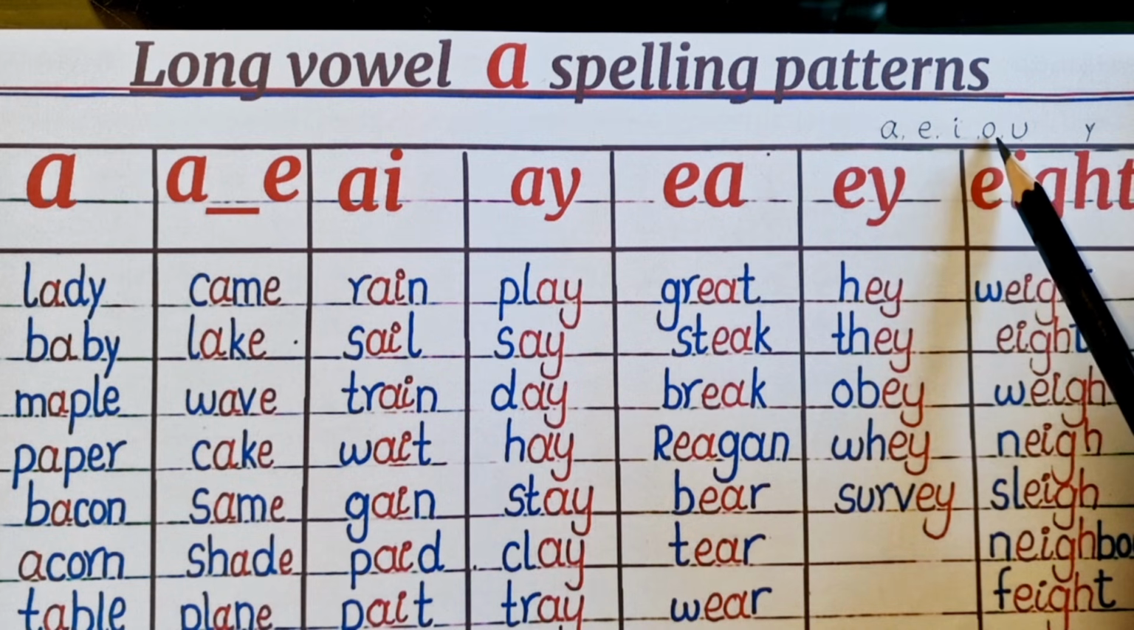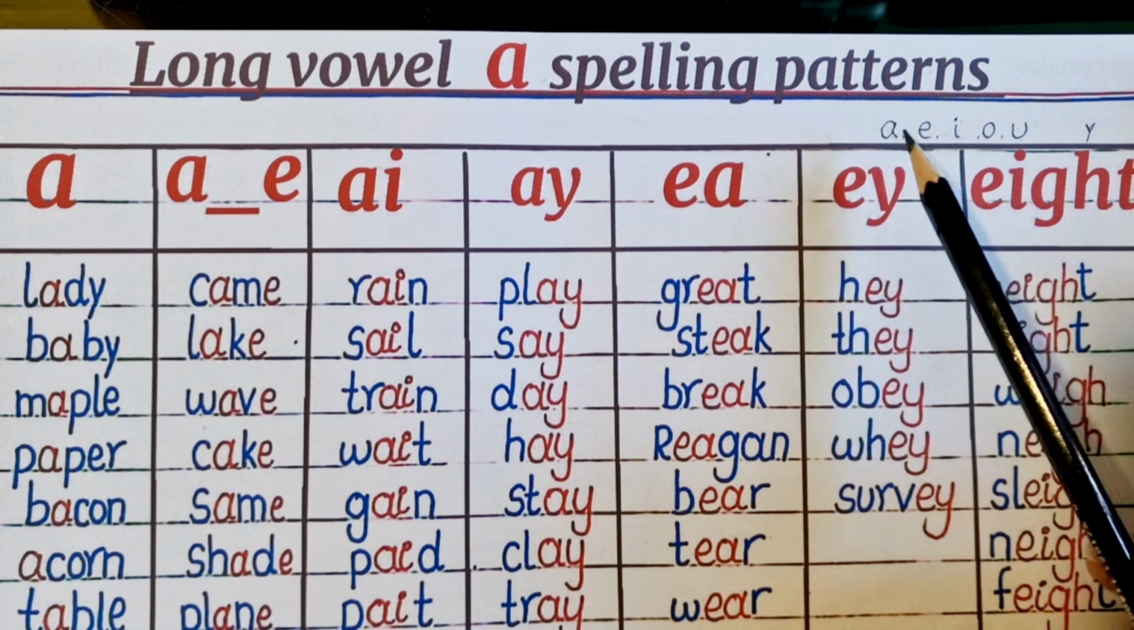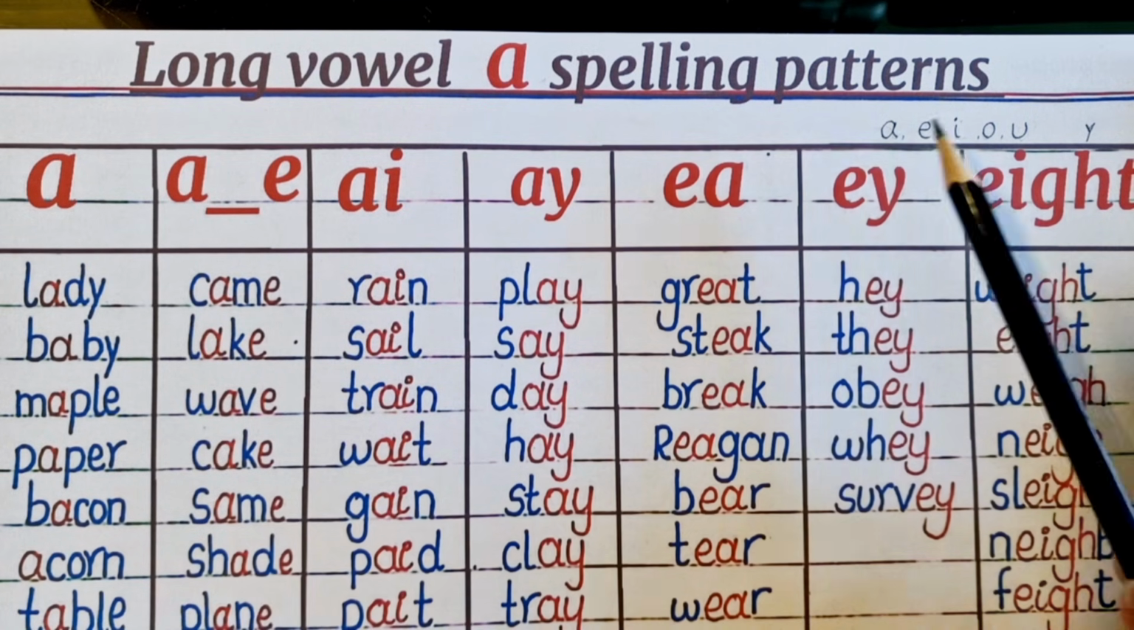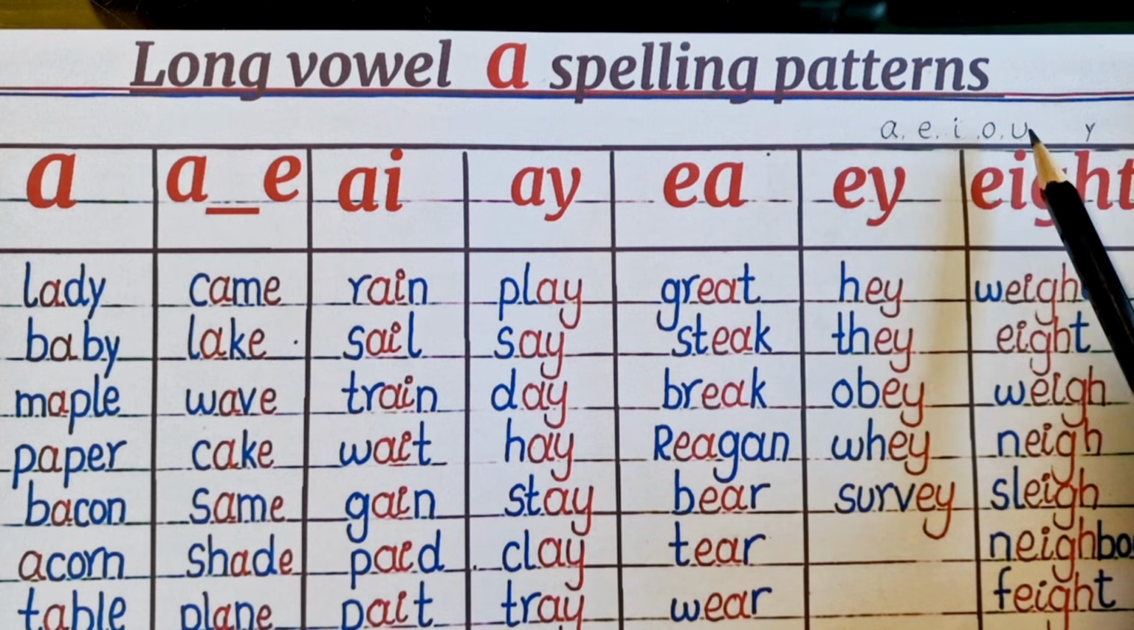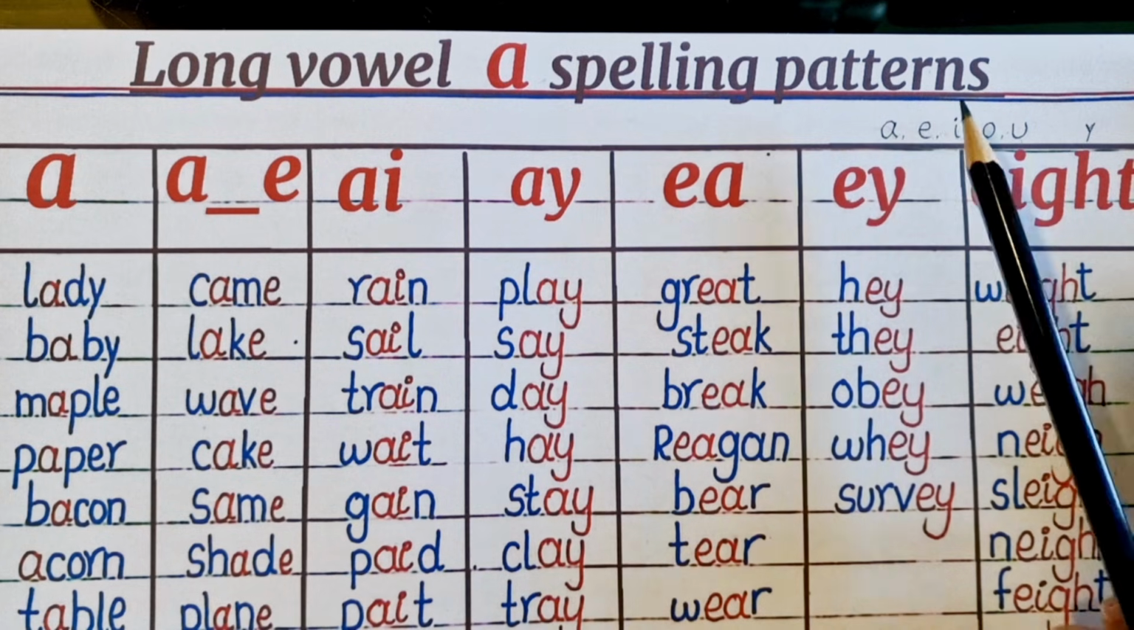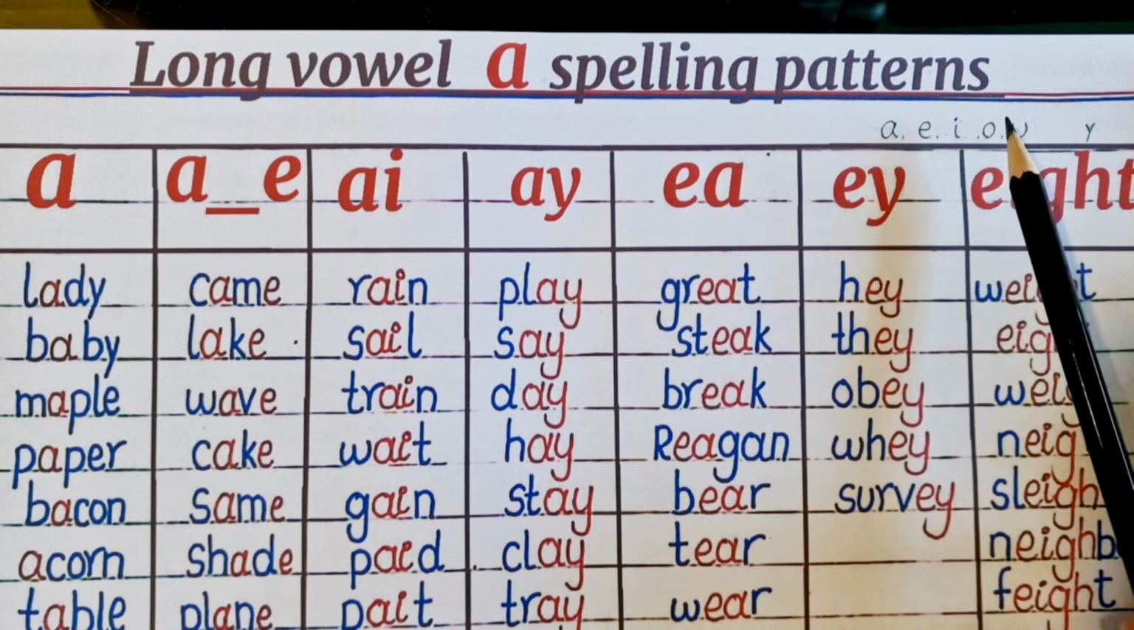E, O, So these are the short vowel sounds, and the long vowel sound is the actual name of the letter. A, E, I, O, U. These are the long vowel sounds. So a vowel has two sounds, the short sound and the long sound.